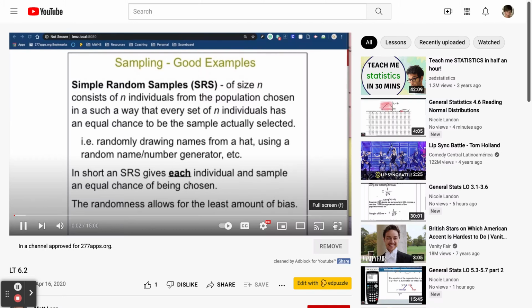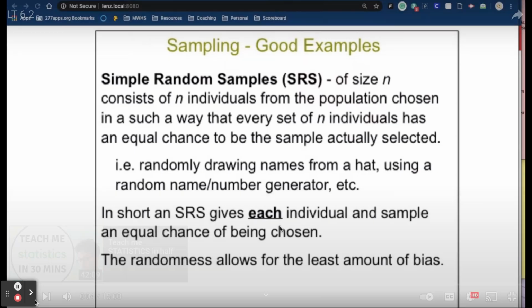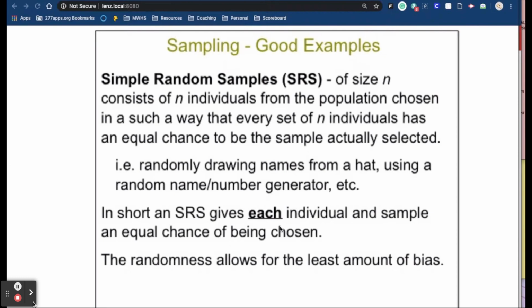At the end of our last video, 6.1 was really about just looking at bad examples of samples, or what can create some bias in these samples. Now what we're going to start looking at is some good examples of sampling. Your first sampling method is called the simple random sample, otherwise known as the SRS.